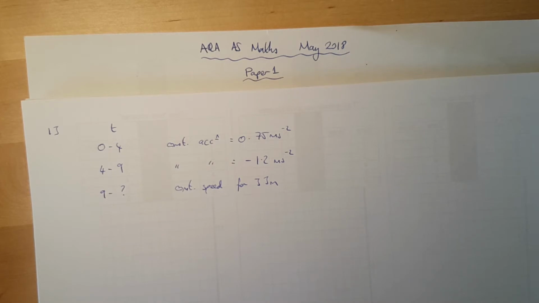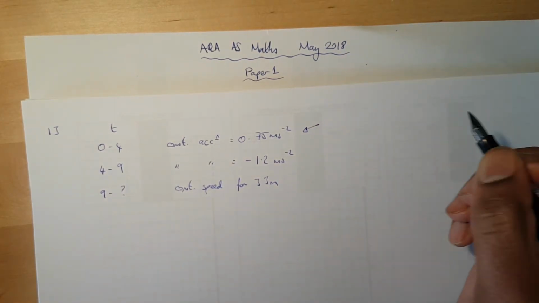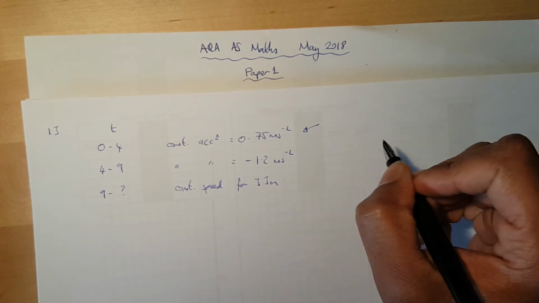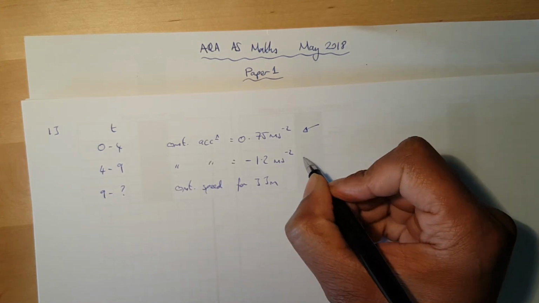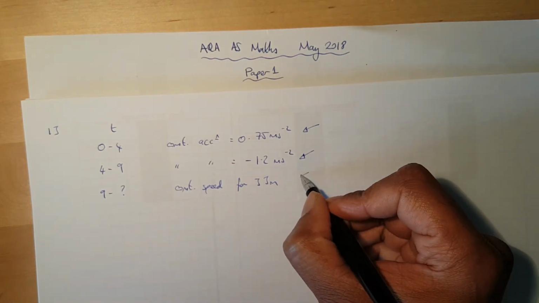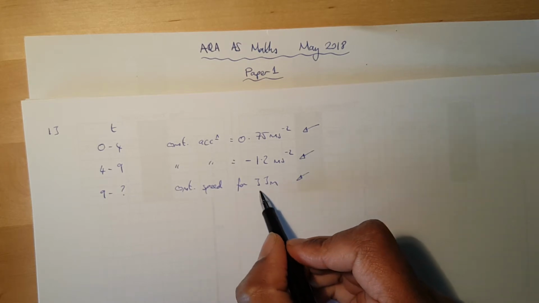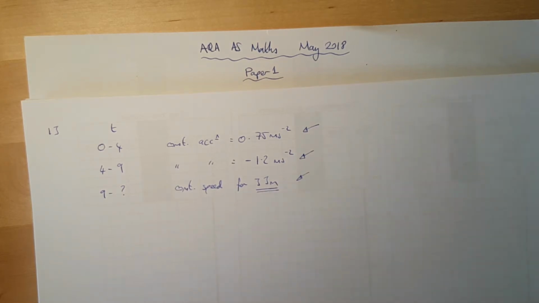Let's look at what I'm expecting from a velocity time graph. Well, this bit is going to give me a positive gradient of 0.75 meters per square second. This is going to give me a negative gradient of 1.2 meters per square second. And this is going to be a horizontal line, but it has to go only as far as allows the area under it to give me 33 meters worth. So let's see what happens.